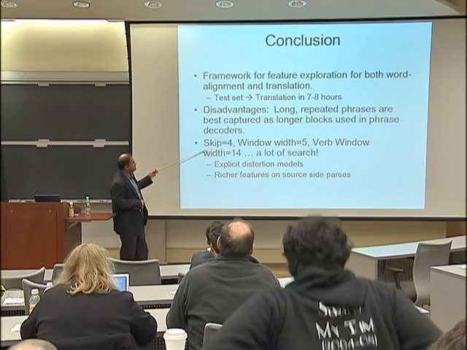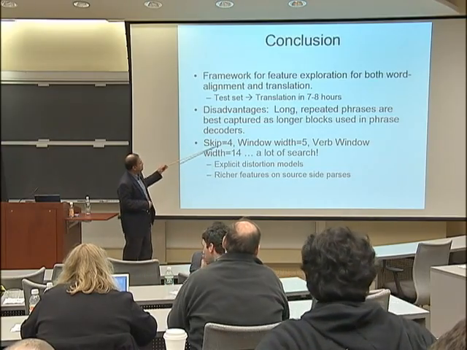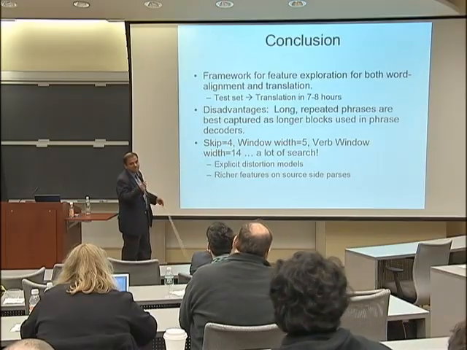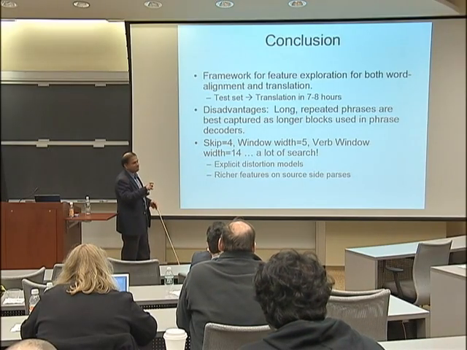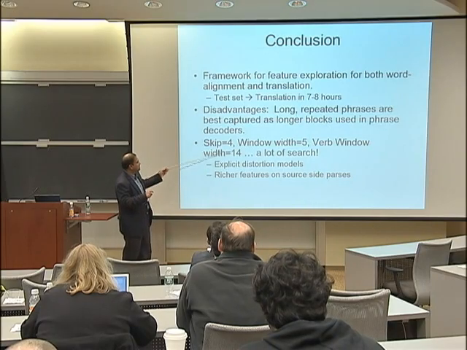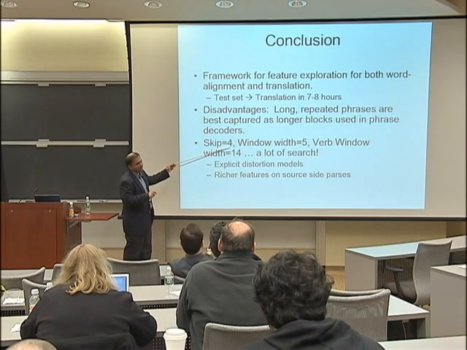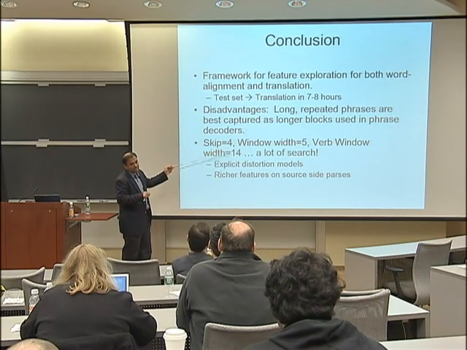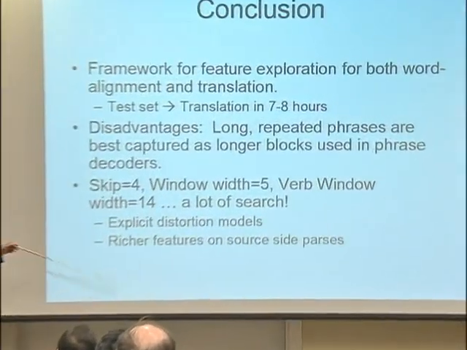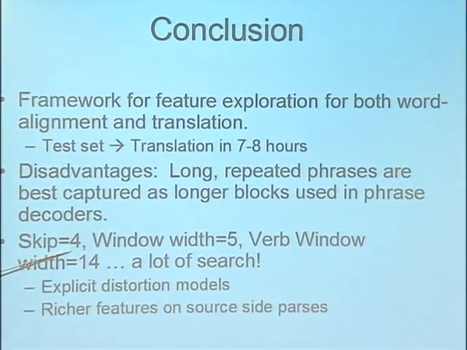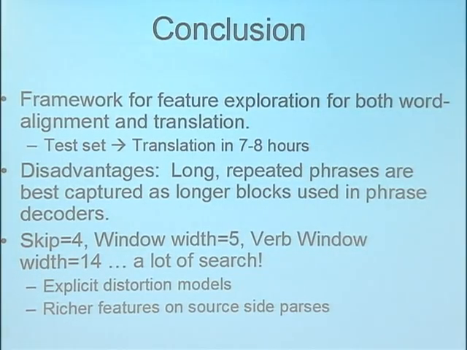The other disadvantage is that we have to run skip 4 because most of our blocks are very simple blocks. We have to try a lot of reordering sometimes to get the English sentence. And this is typically much higher than what phrase decoders run. They run 0, monotone, 1, or 2. And so we're doing a lot of search compared to phrase-type decoders.